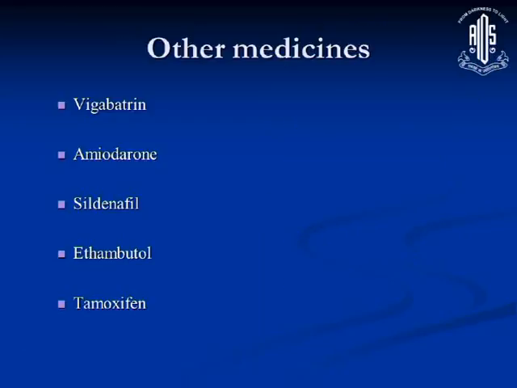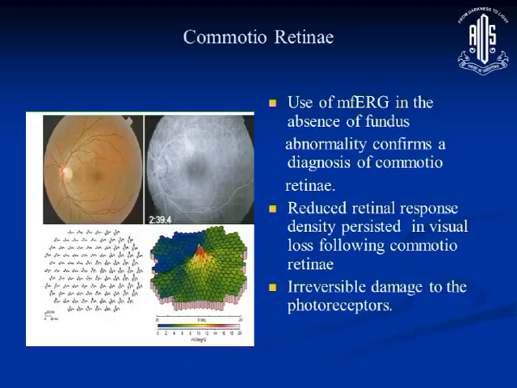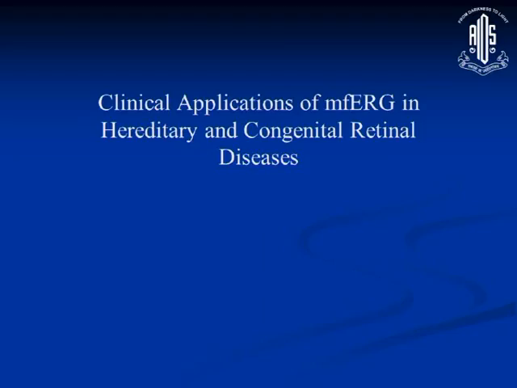Other medications which are responsible for retinal toxicity are vigabatrin, amiodarone, sildenafil, ethambutol, and tamoxifen, which is used for breast cancer patients. It also explains why the vision didn't improve in spite of the retina looking normal. If we do a multifocal ERG, as we can see in this picture, this area of the retina is non-functional. So that is the reason the patient is not getting the full vision, which gives an idea of the irreversible damage to the photoreceptor.